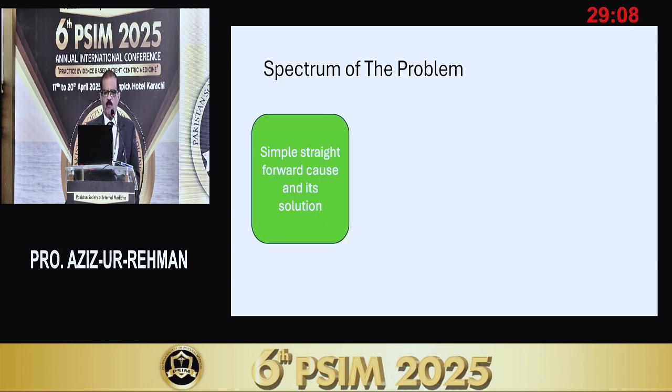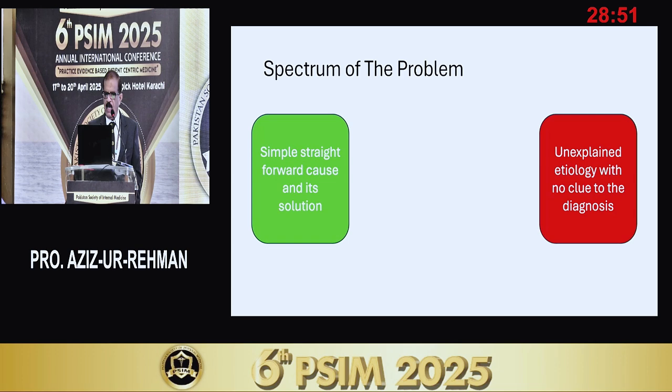The spectrum of the problem could be a very simple and straightforward case, and the solution may be simple. Somebody with diarrhea and vomiting comes, you do the routine lab, and sodium is low. The treatment is clear: you know the cause, and you know what to do. But on the other hand, we sometimes see somebody with unexplained etiology and no clue to the diagnosis at all. He is not on any diuretic, but just through the reports, you notice that there is hyponatremia.